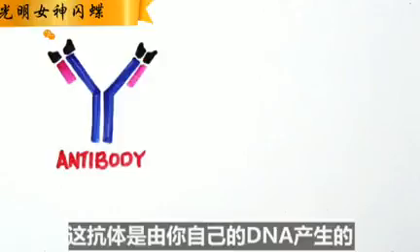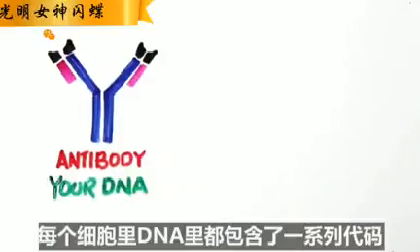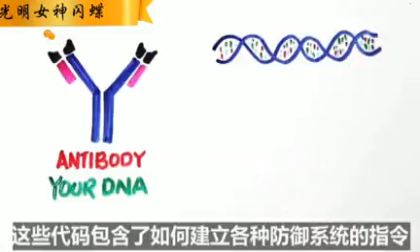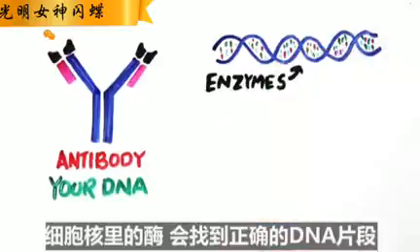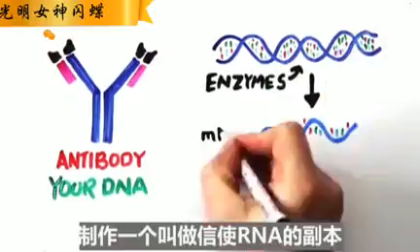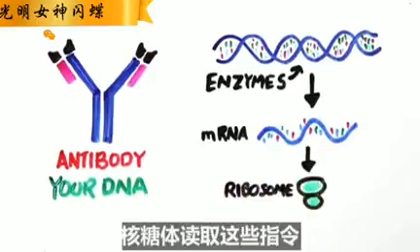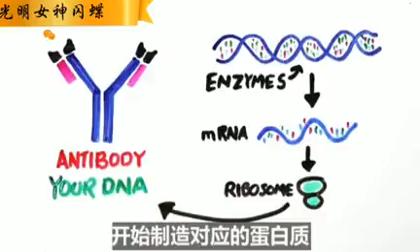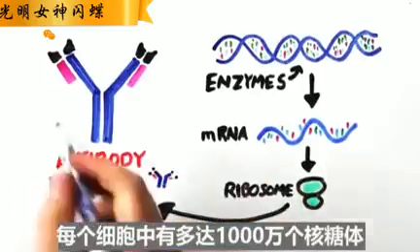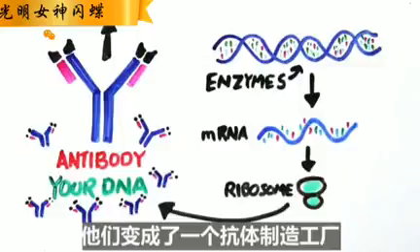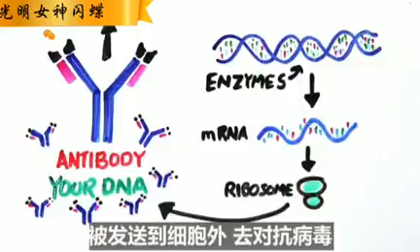For its main line of defense, when the coronavirus is detected, the body triggers signals to start producing antibodies. These antibodies are created by your own DNA. There are essentially sections of code in each cell's DNA that contain the instructions of how to build different defense systems. Enzymes in the nucleus find the right section of DNA, make a copy called messenger RNA, which gets sent to the ribosome in your cells, which will read these instructions and start making the relevant proteins. With up to 10 million ribosomes in each cell, they become an antibody-making factory, and the antibodies are sent outside of the cell to fight the virus.